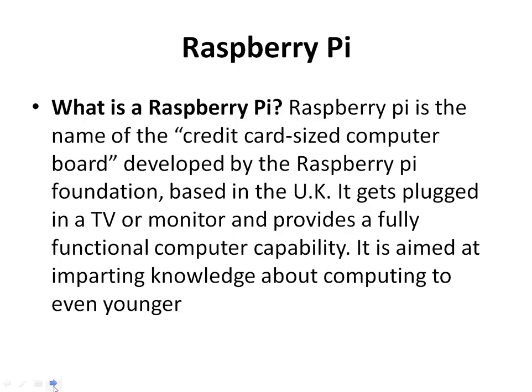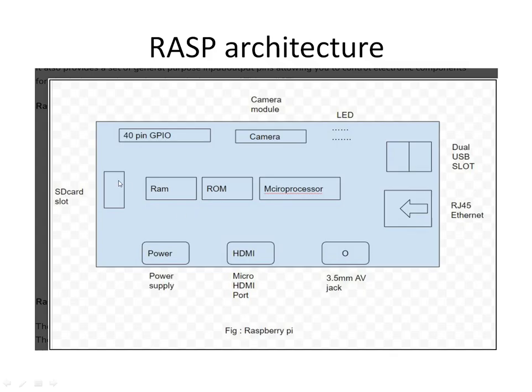Raspberry Pi is a credit-card-sized computer board developed by the Raspberry Pi Foundation in the UK. Plugged into a TV or monitor, it provides fully functional computer capability. It is aimed at imparting knowledge about computing in England. In the Raspberry Pi architecture, we have the GPIO pins, a camera module, LED, USB slot, RJ45 Ethernet, RAM, ROM, microprocessor, power supply, HDMI port, AV jack, SD card slot, and USB module.